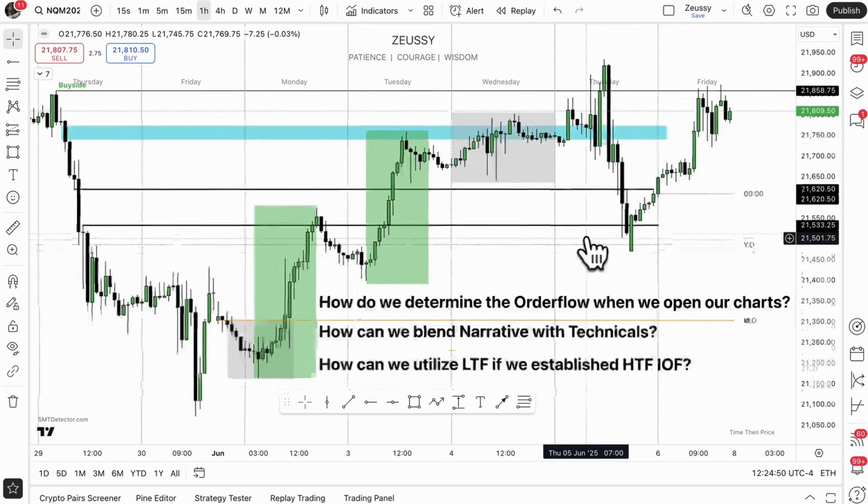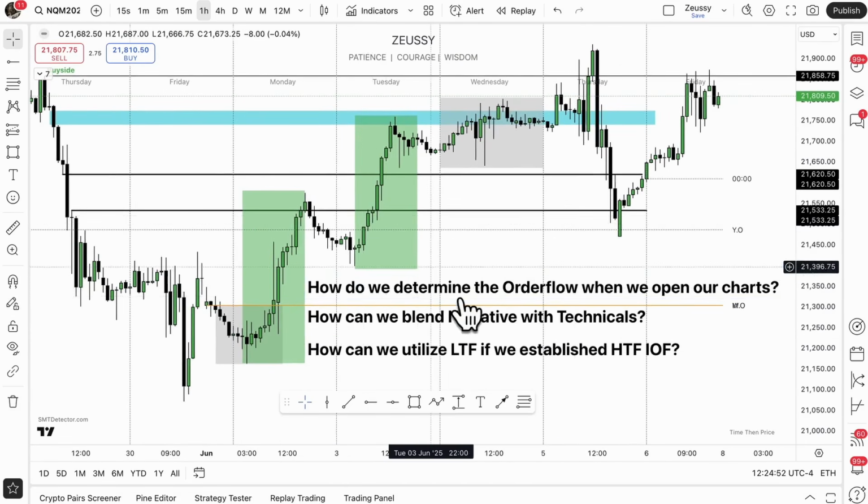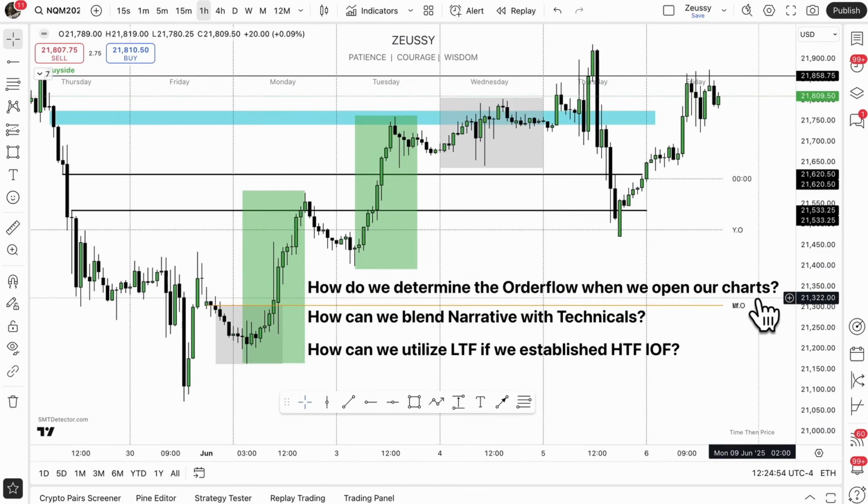So if we pay attention to the first question, how do we determine the order flow when we open our charts? What you pay attention to is a variety of things. First of all, you pay attention to whether or not discount arrays or premium arrays are functioning as either support or resistance for price. That's a given. Next, you pay attention to the openings of each new day. If you pay attention to what happens from the midnight open, 12 a.m. New York time, and you pay attention to what the London session does, you can anticipate what the New York morning session is likely going to do.